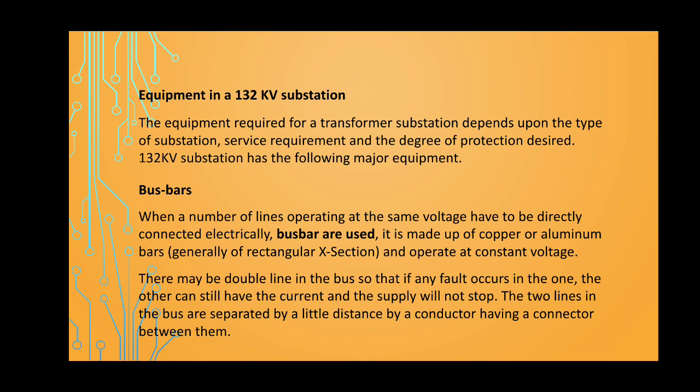Now we have to see the purpose of the bus bar. When a number of lines operating at the same voltage have to be directly connected, a bus bar is used. It is made up of copper or aluminum bars, generally of rectangular cross section, and operates at a constant voltage.